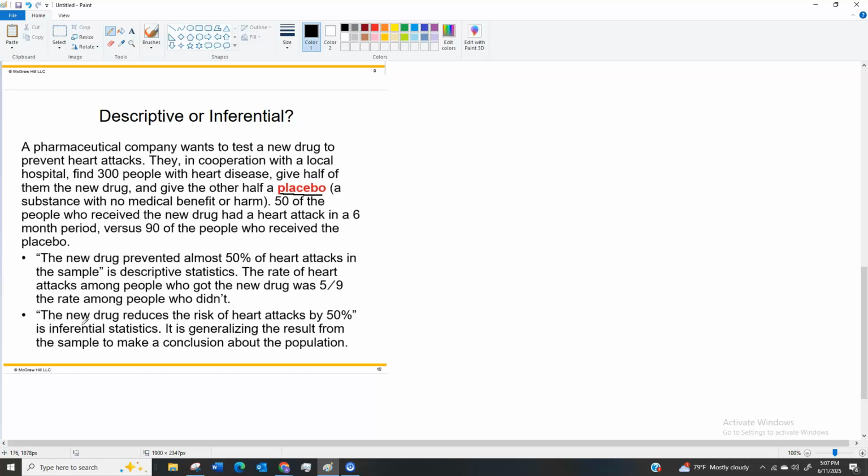But if you wanted to go to inferential, that's when you would say the new drug reduces the risk of heart attacks by 50%. So this one, it's just saying what happened. It's just describing what happened. And this is saying what the drug did. So what the drug can do for patients. And this is descriptive. Descriptive is just when you kind of state the facts. You can summarize it. You could say it prevented 50% of heart attacks. And actually, they probably would say something like the patients who took the new drug had 50% less heart attacks. That would be even more descriptive. This is almost verging on inferential.